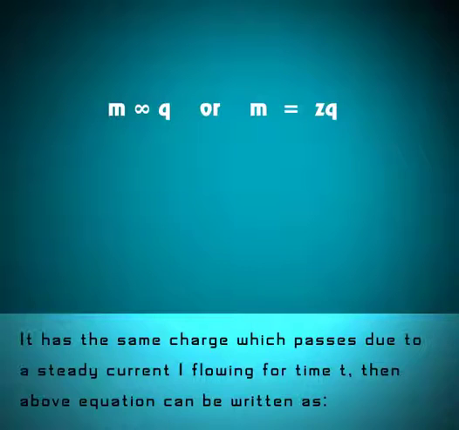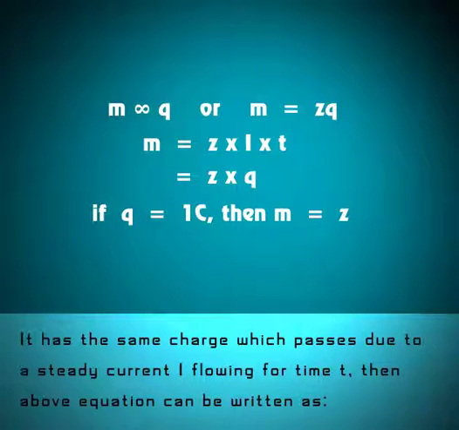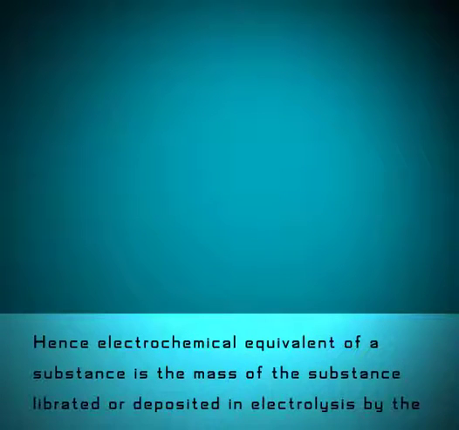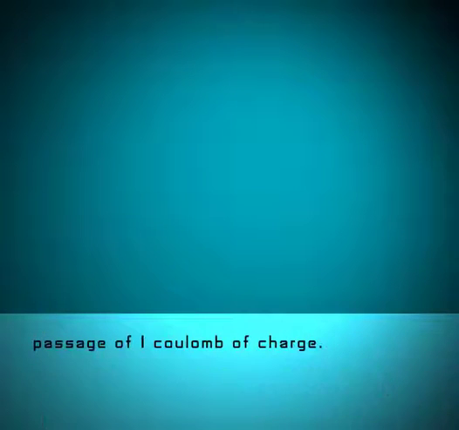If the same charge passes due to a steady current I flowing for time t, then the above equation can be written as m equals z times I times t, equals z times q. If q equals 1 C, then m equals z. Hence the electrochemical equivalent of a substance is the mass of the substance liberated or deposited in electrolysis by the passage of 1 coulomb of charge.